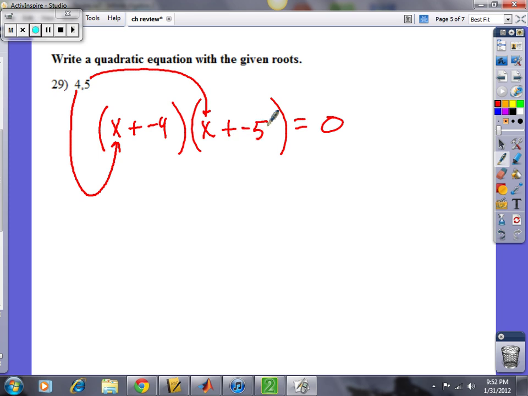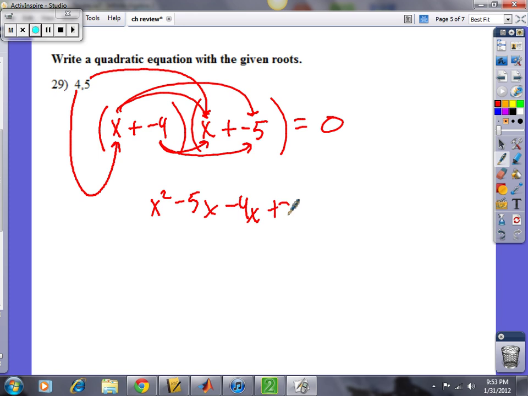Now you just do the distributive property. x times x, that's x squared. x times -5, that's -5x. -4 times x, that's -4x. -4 times -5, that's +20. So your final answer: x squared minus 9x plus 20 equals 0.